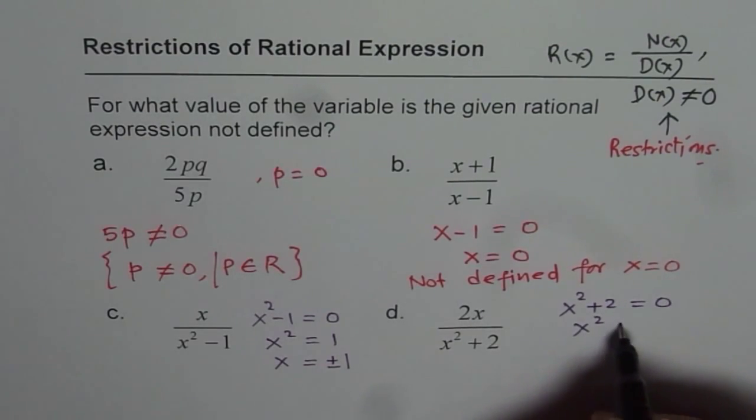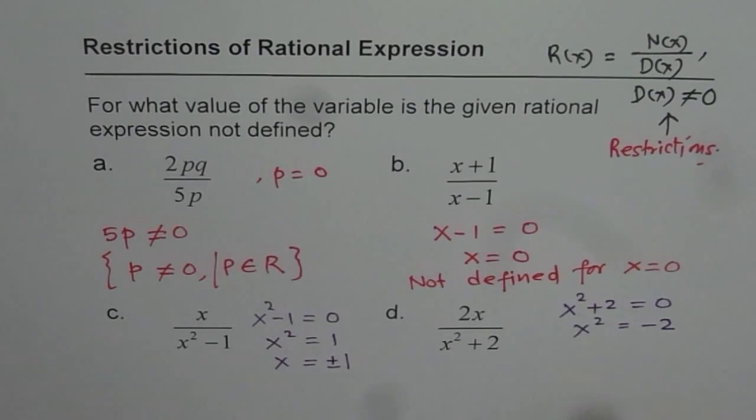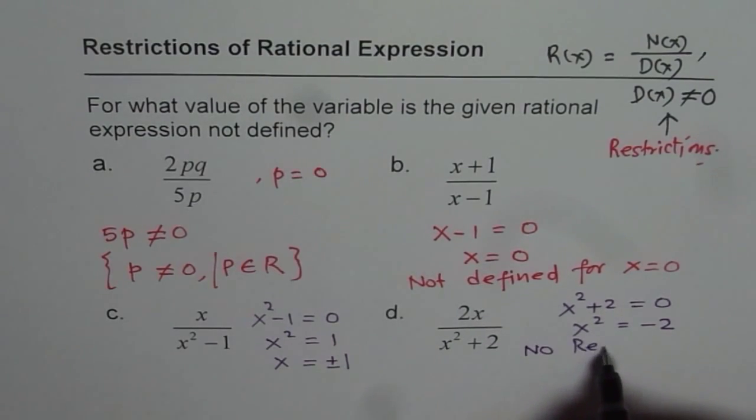Now here we have x squared plus 2 equal to 0. That means x squared equals minus 2. Is it ever possible? No. x can be all real numbers. There is no restriction here, right? So we have no restriction.